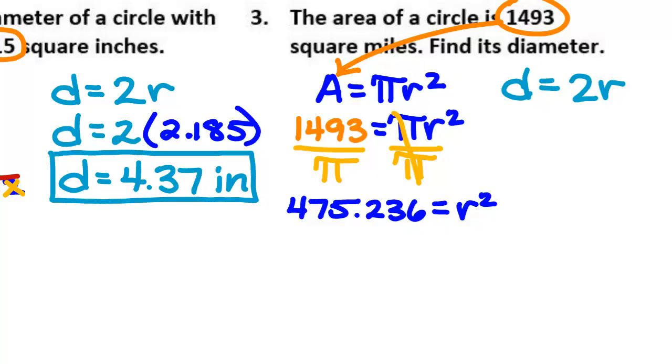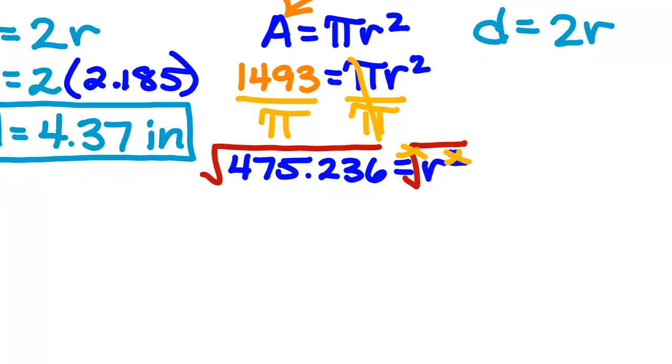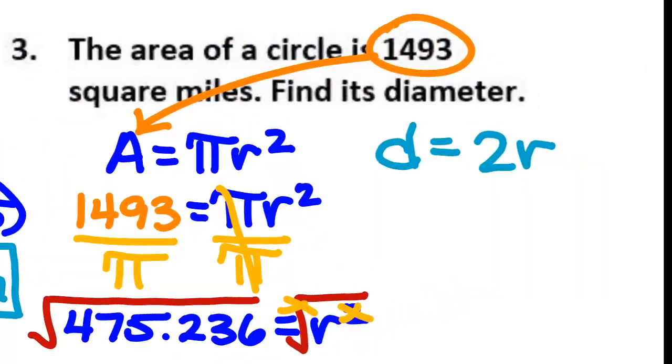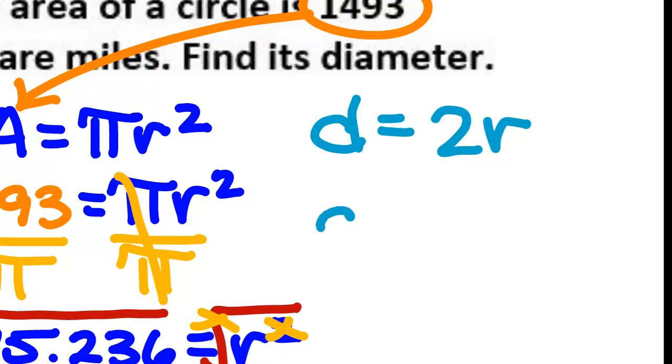And then what do we do? Then we square root. If you do it to one side, you do it to the other side. Squared and square root cancel out on r. So what is r? 21.799 is equal to r. So my diameter is 2 times r.